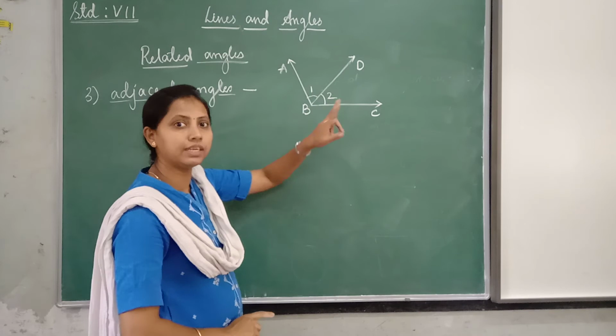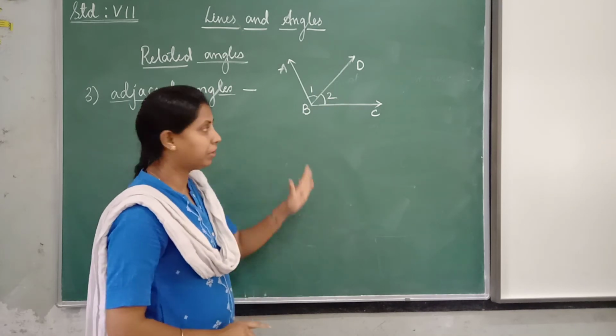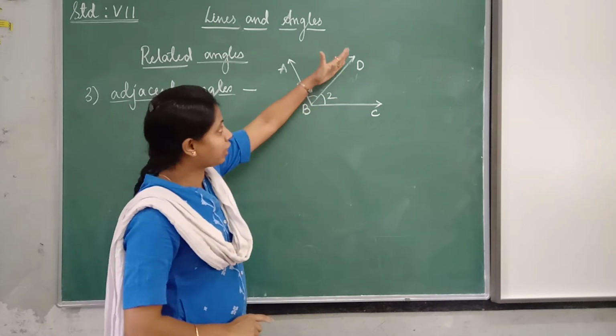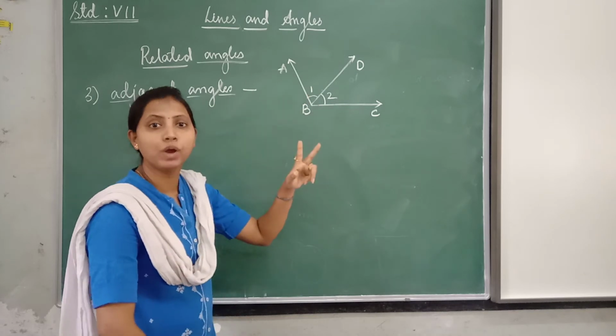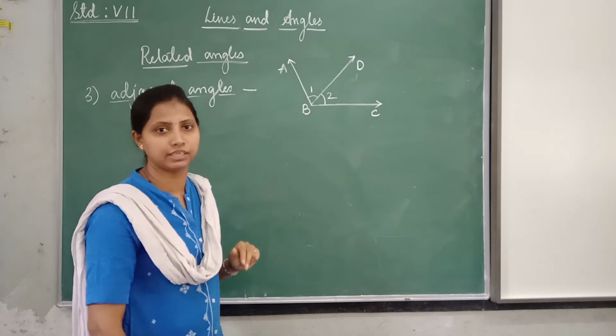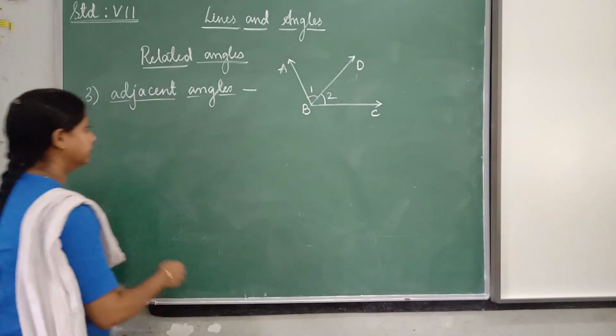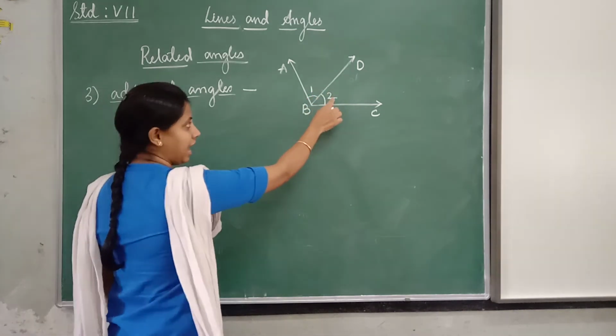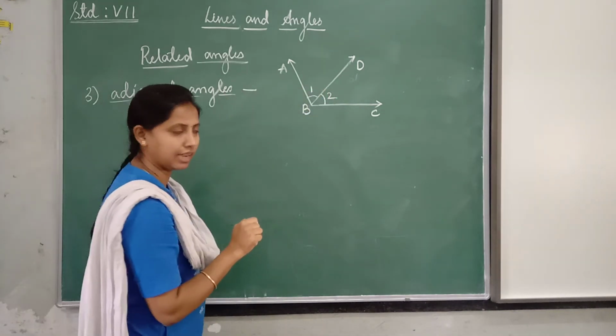The sum of adjacent angles can be anything. But when two angles share a common arm, then those two angles are said to be adjacent angles. So here angle 1 and 2 are adjacent angles.